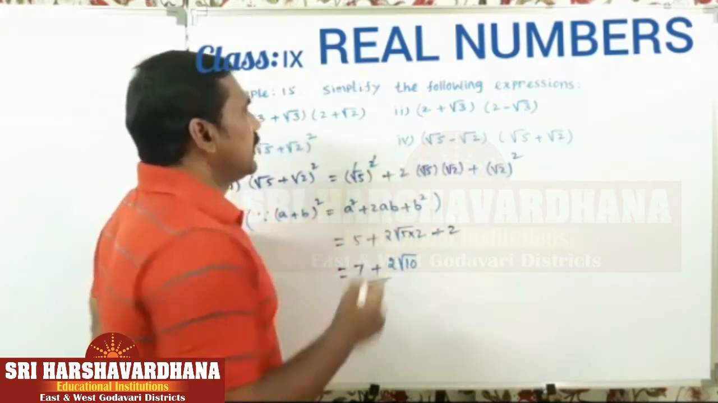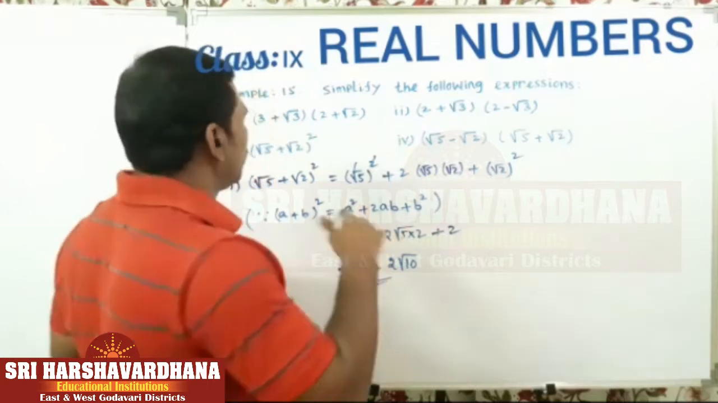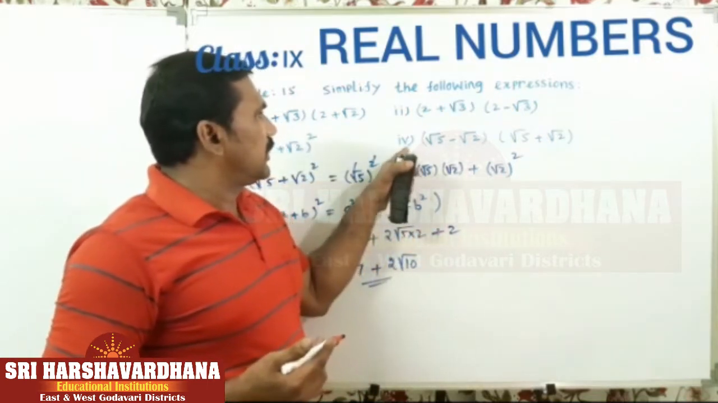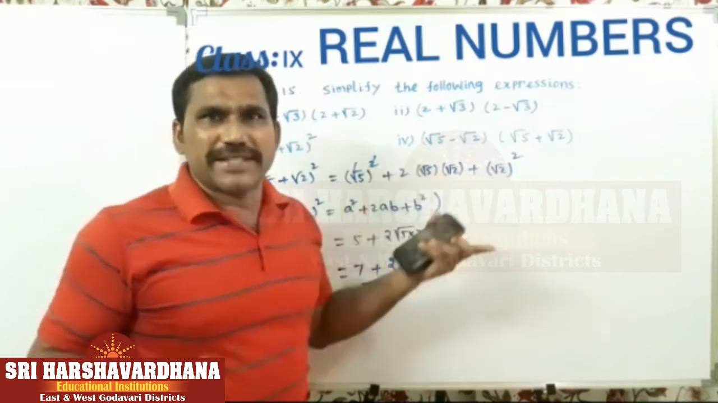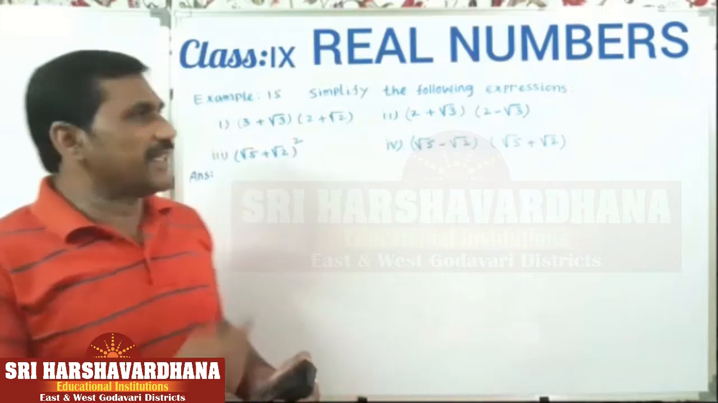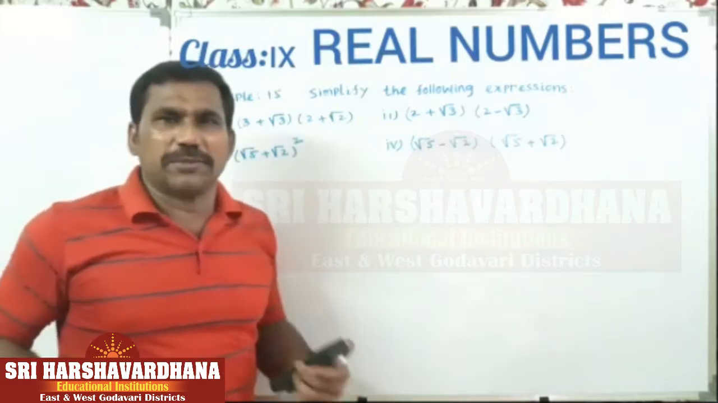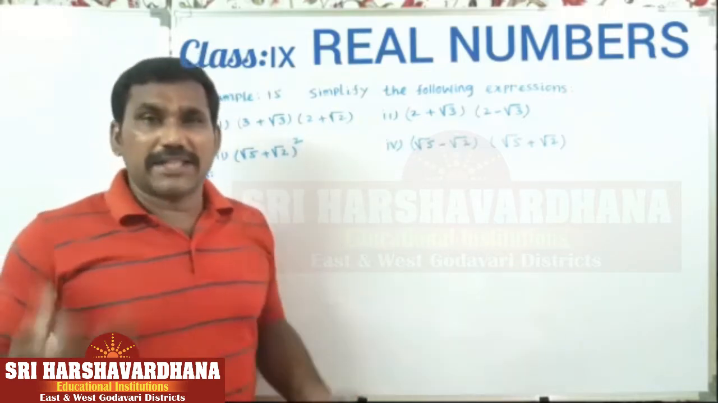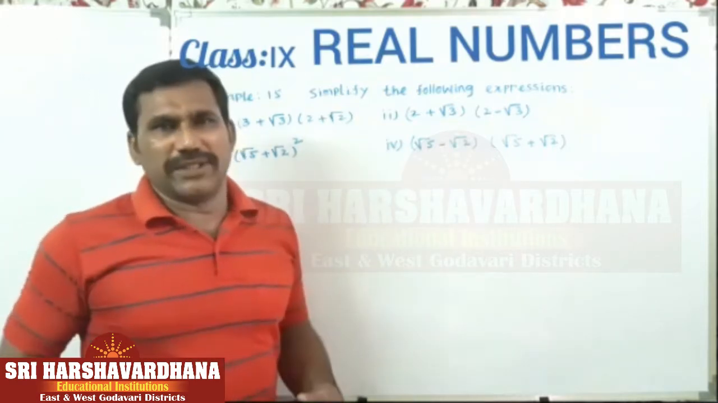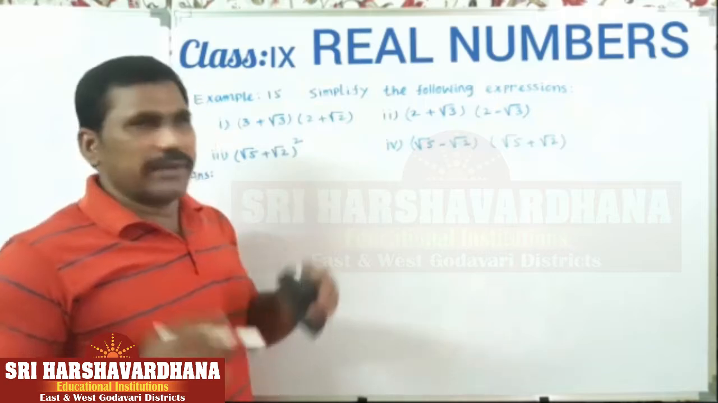Children, I did one mistake here. Fourth one. I explained the fourth one as the second one. Okay, right. Children, I did one mistake in example 15 problem. I explained the fourth problem as the second one. Okay. So remember that one.